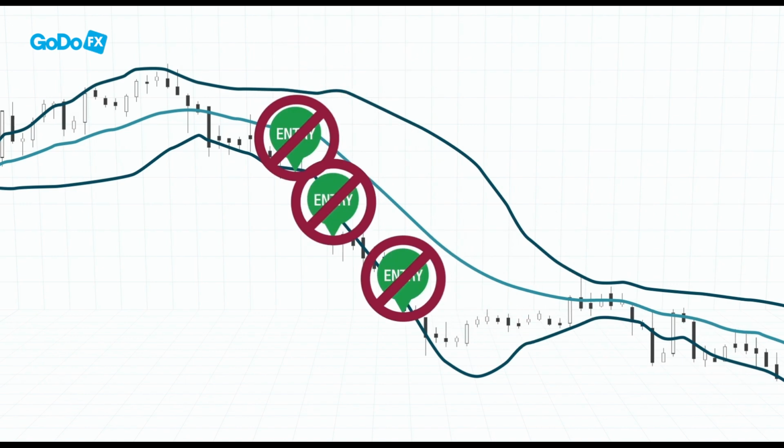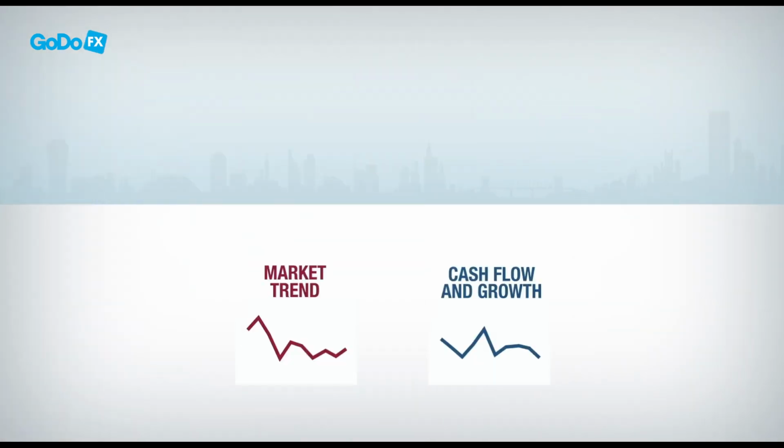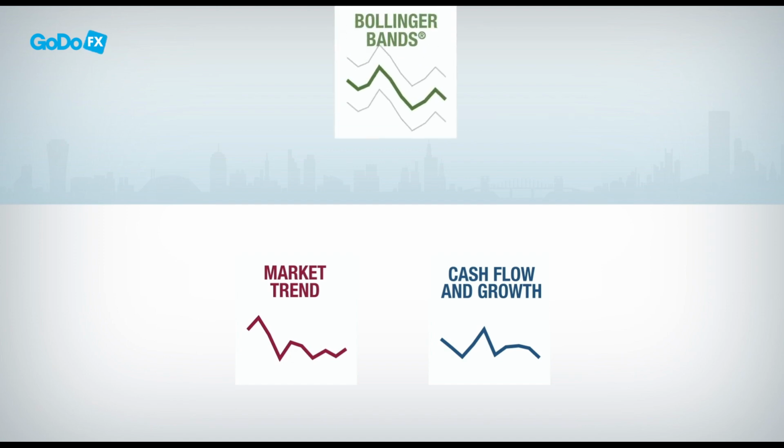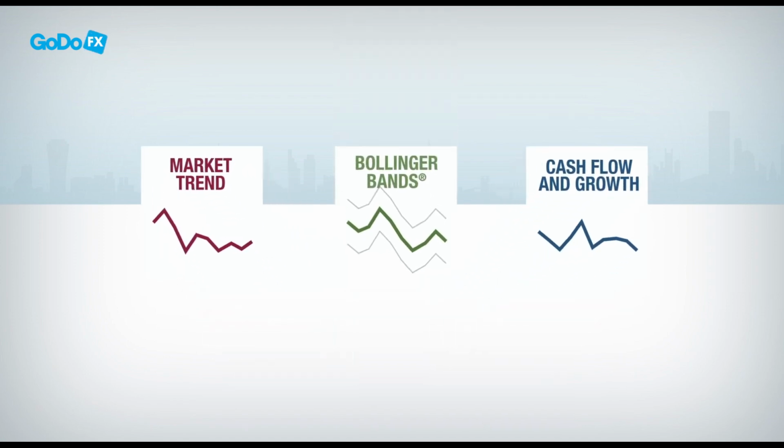Using Bollinger Bands as a standalone indicator is risky. For a more balanced approach, an investor might consider using Bollinger Bands to add context to trends and help time entry and exit points that arise from other forms of analysis, such as fundamentals and the market's overall trend.